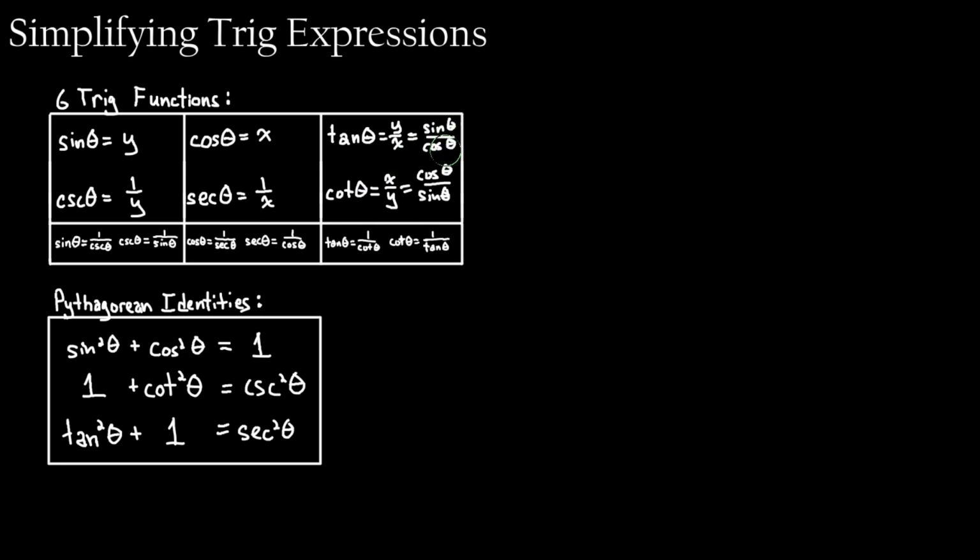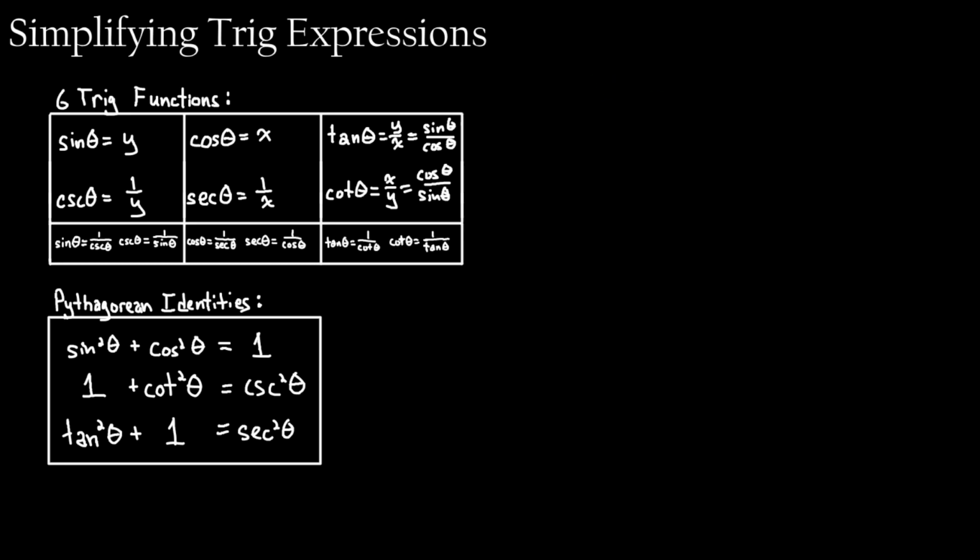So when we're simplifying, one good strategy is to start by saying, if there's a tangent, let's rewrite it as sine over cosine. Or if there's a secant, let's rewrite it as 1 over cosine. That way we can get things in the same terms, in like terms. All right, so let's do a couple of problems here.